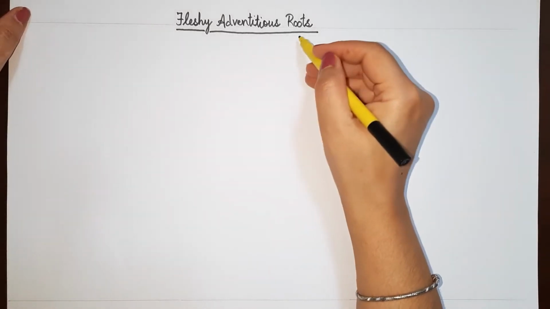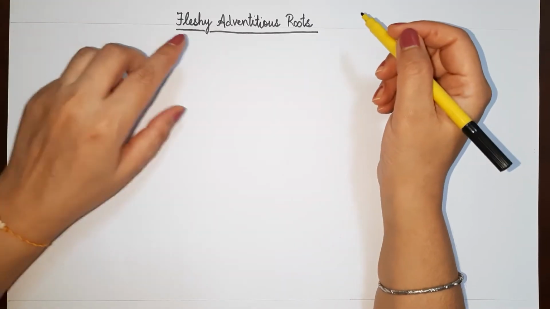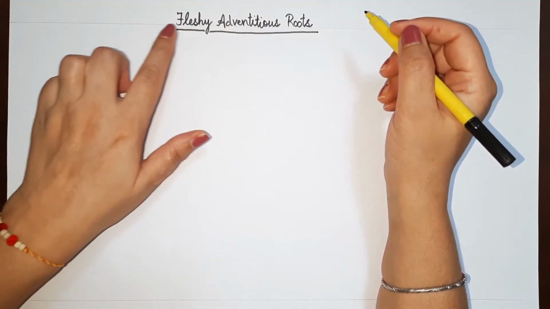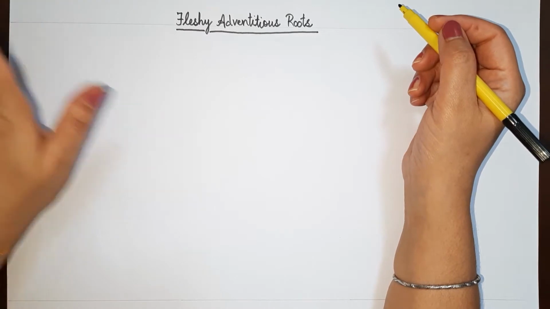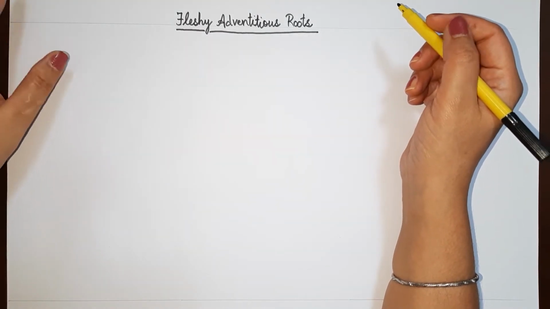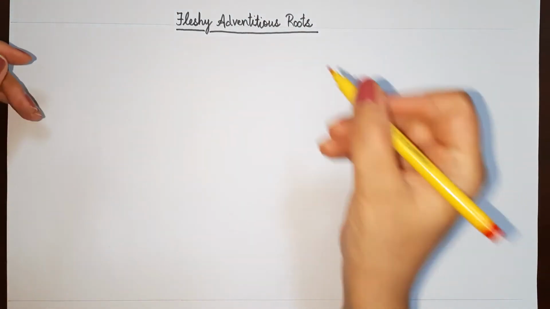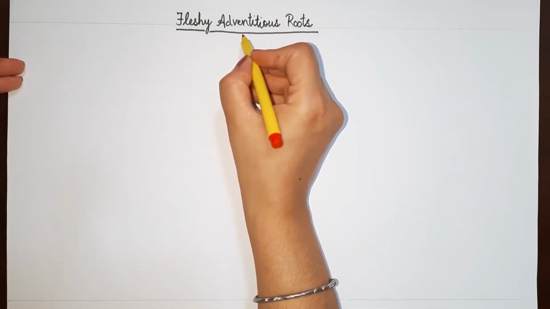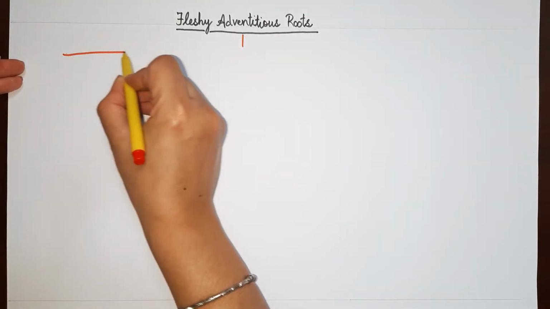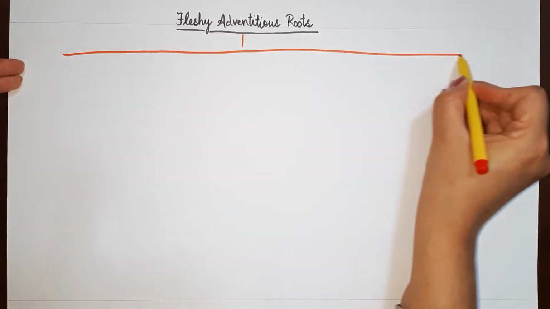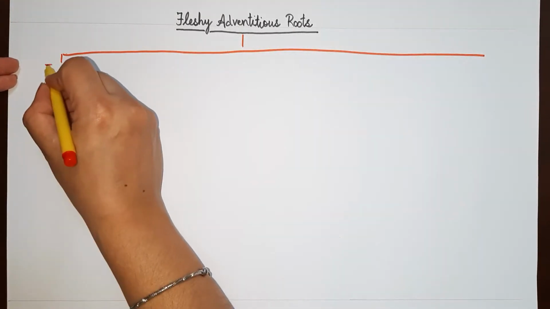Okay, now the next part of the topic is fleshy adventitious roots. Means the adventitious roots which store food, they are called fleshy adventitious roots. Now we have different categories under this, just like the taproot. The first one is called tuberous roots.